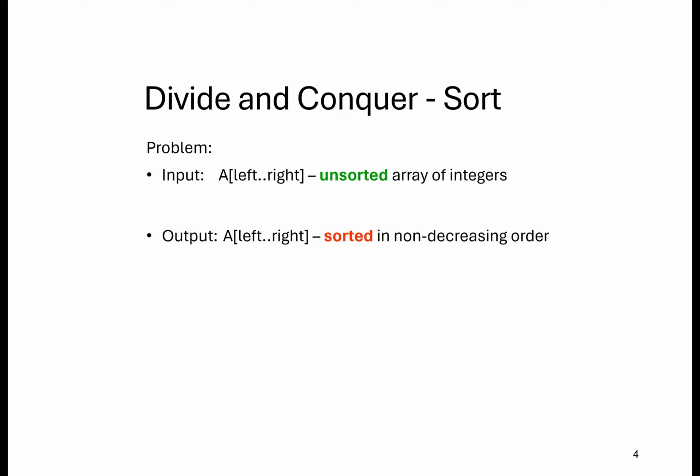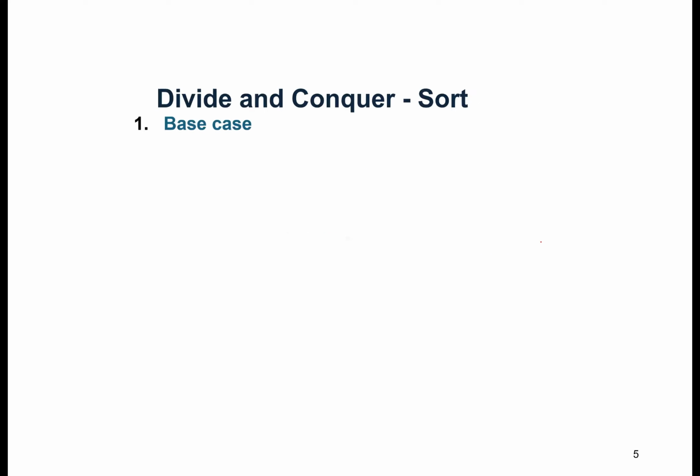So in a divide and conquer sort, our input is A from left index up to the right index. So this is suppose an unsorted array of integers. Our target is to reach a sorted non-decreasing order within the same array. So how do we do that?